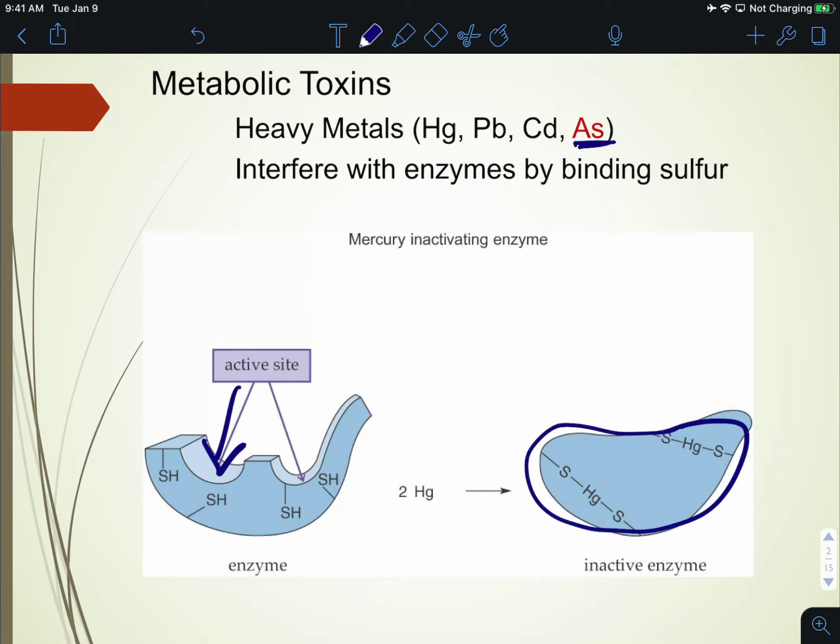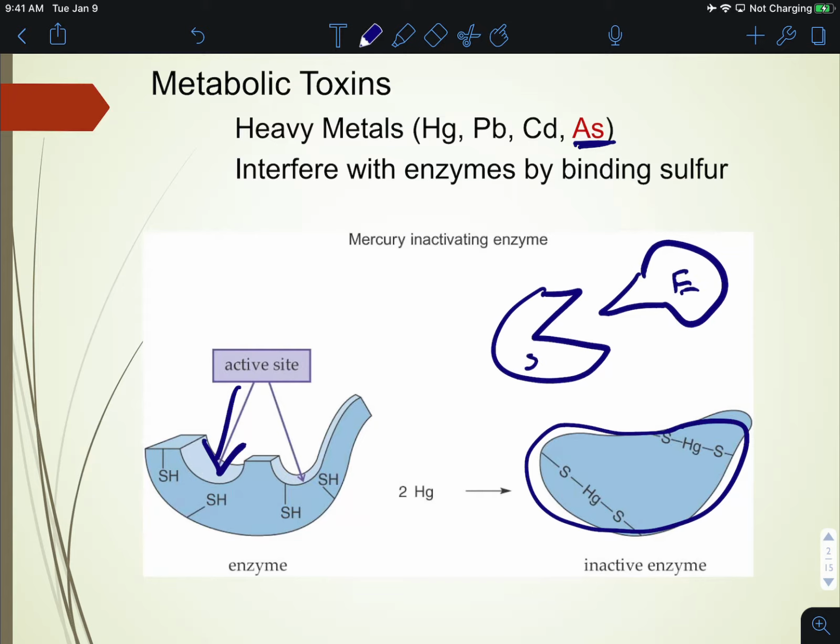Enzymes work on the idea of a lock and a key. When we draw pictures like this, this is the substrate, and this is the enzyme here, and they fit together, and that's how they work. That's how enzymes work. So if you change the shape, that has a huge effect, and that's one of the important things that was pointed out here.